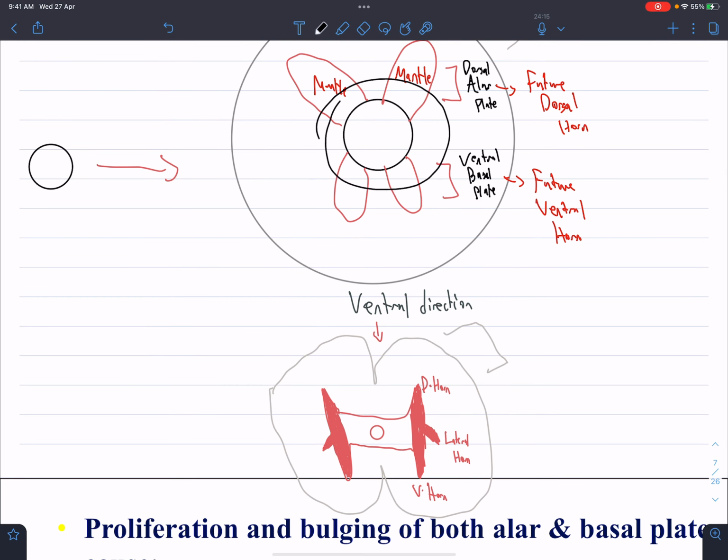You see the lumen of the neural tube right here? You see how it got smaller? You see the comparison? They got smaller. Like I told you before, the lumen of the neural tube will become the central canal. So as the dorsal alar plate and the ventral basal plate bulge out and proliferate outwards, they make the lumen of the neural tube narrower, and it forms the central canal.